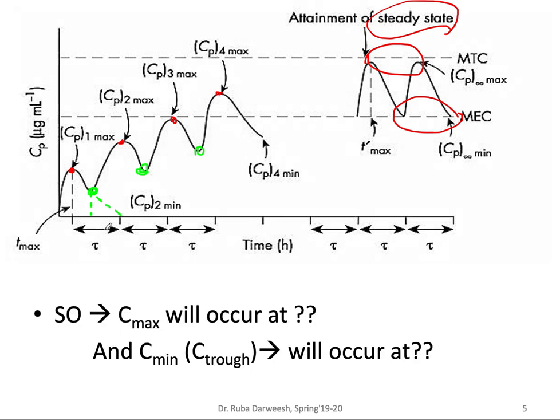One of the major differences that you should know, by common sense, is that before we had Cmax at time equals 0 in IV bolus and C minimum at time equals tau. And here, Cmax will be at Tmax for each dose, right? This will happen at Tmax for this dose, this will happen at Tmax for this dose, and so on and so forth. So it's not at time equals 0 anymore. And C minimum, as before, happens at the maximum time of that dose, which is tau.